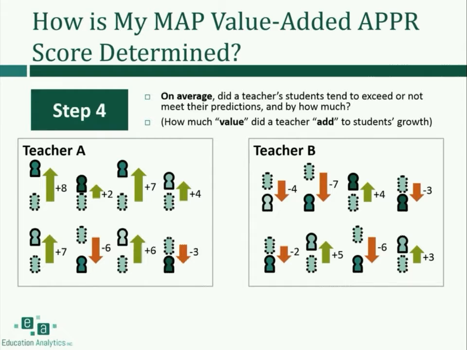So over on the left in Teacher A, we can see that those arrows that are green and pointing up mean those students beat predictions. They exceeded those statistical predictions.